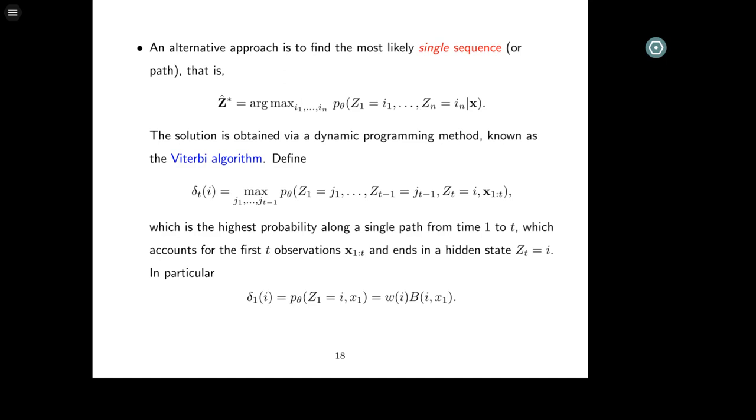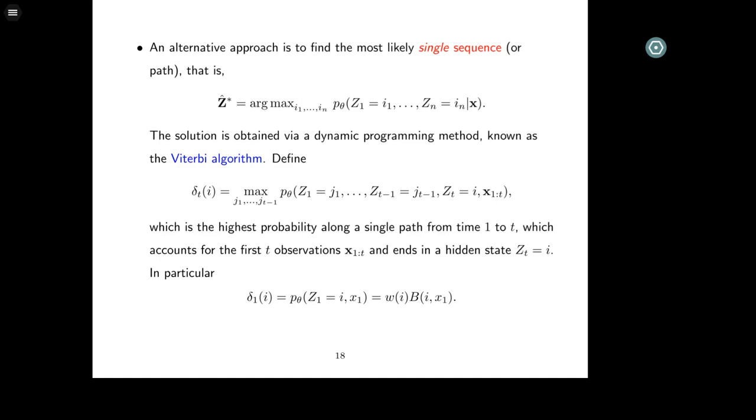So for the t-th row of this delta matrix, what is recorded? This tells you what is the maximum probability for a latent sequence z1 through zt, and observation x1 through xt, and we also require, as a last point, your latent state is i, okay? So you can sort of get a sense. What I'm going to do is I'm going to recursively find out what is the maximum. For example, if I could calculate this delta matrix, think about what is the last row of that delta matrix.